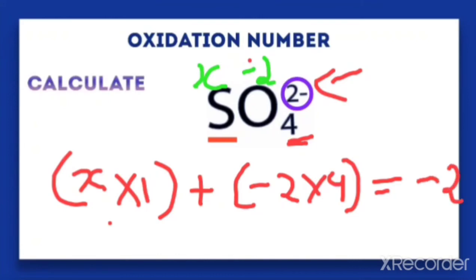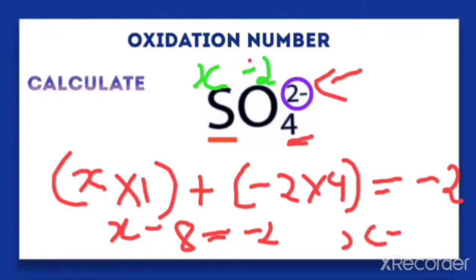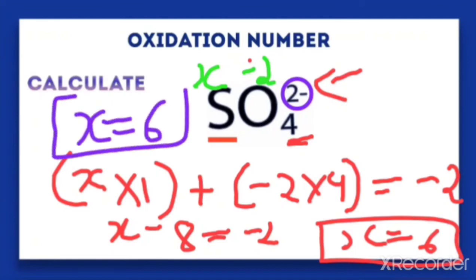So when you solve this, that is X, and -2 into 4 is -8, that is equal to -2. So when you solve this, what will you get? X is equal to -2 plus 8, that is equal to 6. So what will be the X? X is equal to +6. So here we have found the oxidation state for sulfur. What is the oxidation state for sulfur here? That is X equal to 6. So +6 is the oxidation number for sulfur in the sulfate ion.